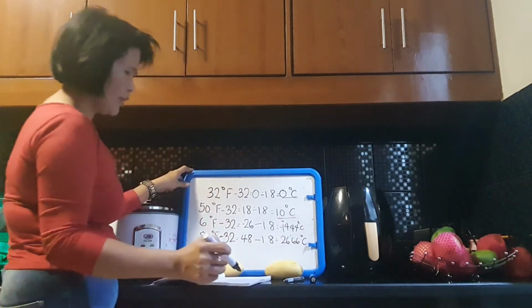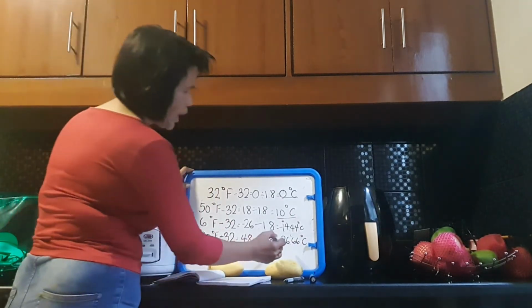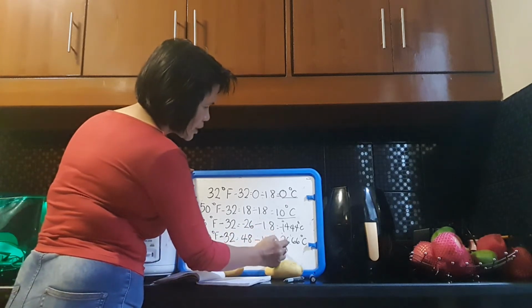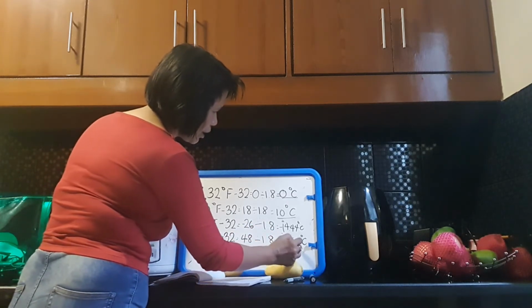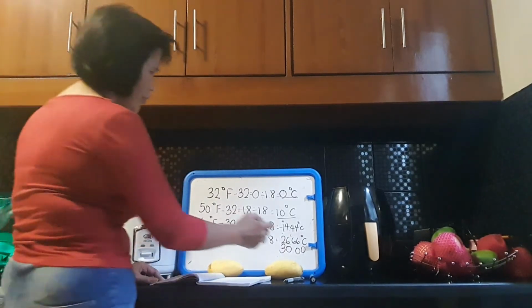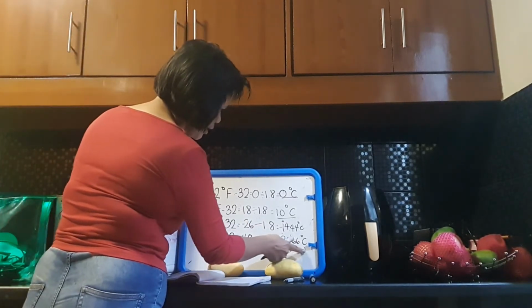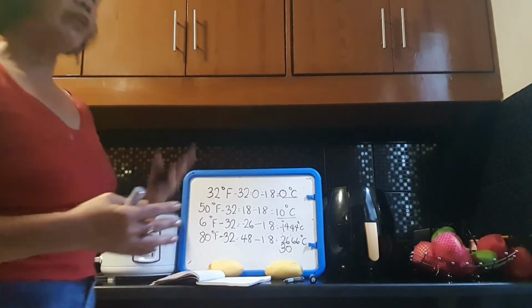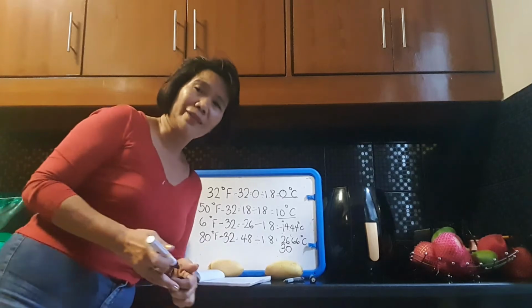degrees centigrade. When you round it off, what is the value of 6? 1. 1 plus 2, that is 3. So its rounded-off value is 30 degrees. 30 degrees centigrade, because you are asked to round it off to the nearest tens.